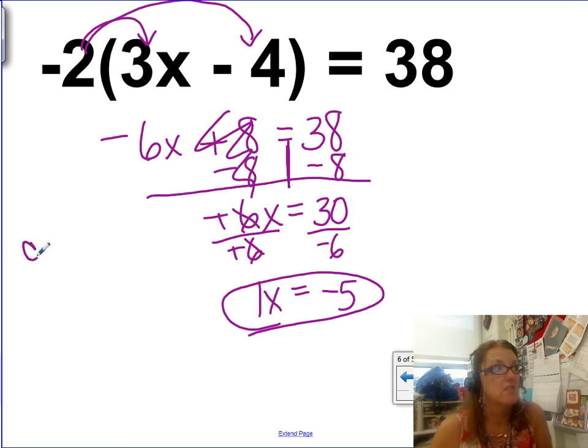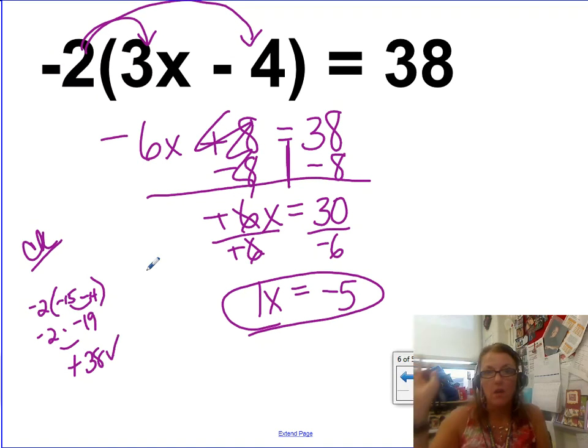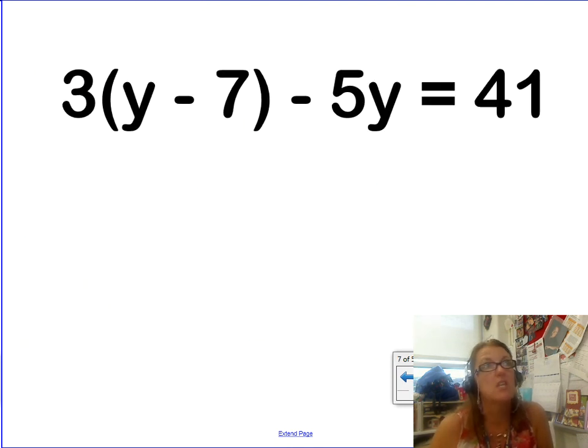Check your answer so you can be absolutely positively sure. You're saying that negative 2 times 3 times a negative 5, which is negative 15, and then subtract 4, this is supposed to give me positive 38. Well, let's see here. Negative 2 times 9. It is positive 38. Go figure! That just means we're doing a good job and we're being accurate. But check your answer to be sure.